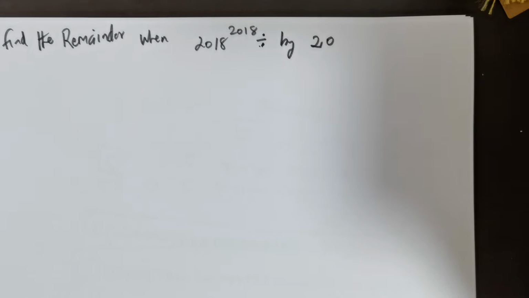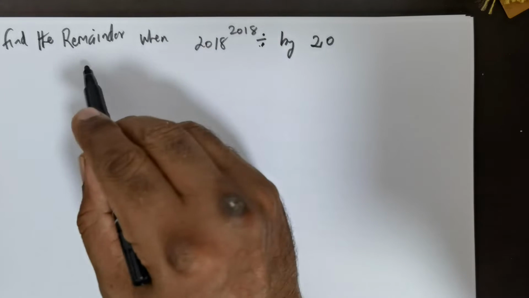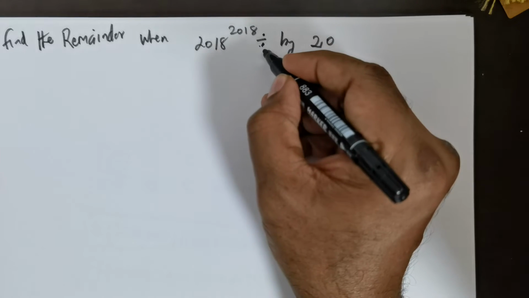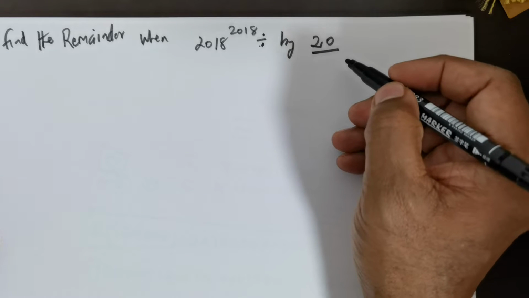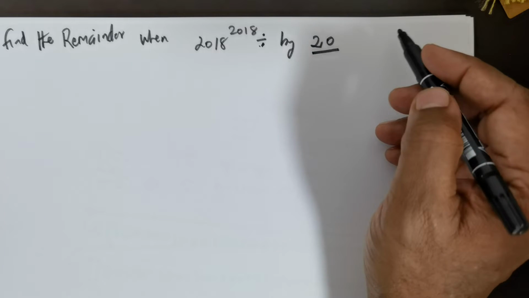Welcome everybody. This is another question I want to give you all involving number theory. Now we are expected to find the remainder when 2018 raised to the power of 2018 is divided by 20. Now this is a very popular question and it has appeared in several competitive exams.